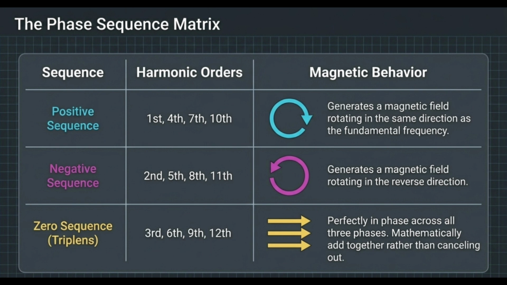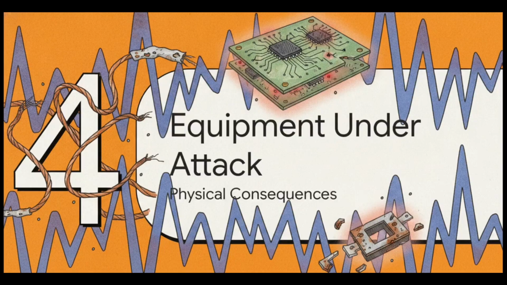And then, most terrifyingly, we have these zero-sequence harmonics, often called triplens, which include the 3rd and 9th. In a perfect three-phase system, currents are supposed to cancel out at the neutral point. But because triplens are perfectly in phase with each other across all three legs, they don't cancel. No, they mathematically compound. Which perfectly sets up our final section, equipment under attack.